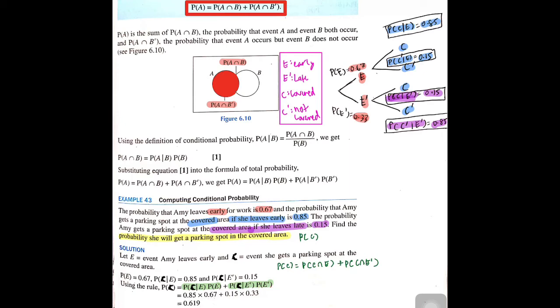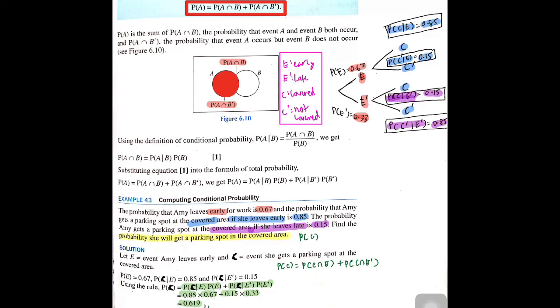Let's just take the values here. P(C given E) is 0.85 times P(E), which is 0.67, and add them up with P(C given E prime), which is 0.15, times P(E prime), which is 0.33. Just use your calculator and you'll get the answer 0.619. This is by using the formula.